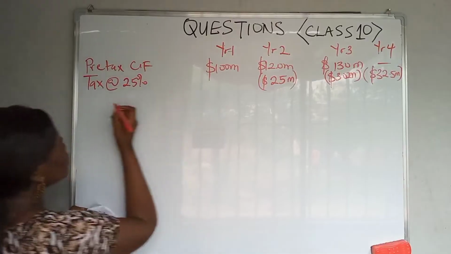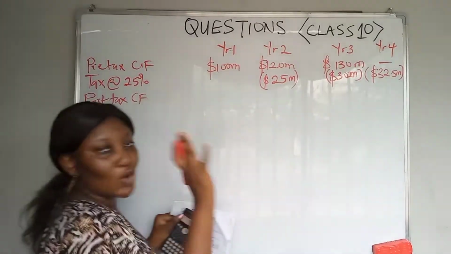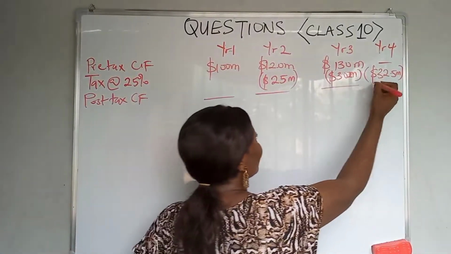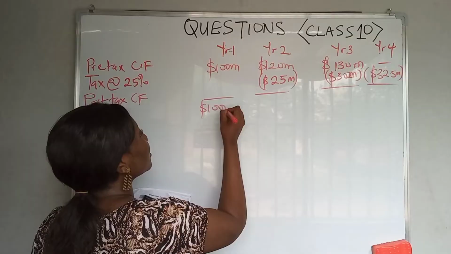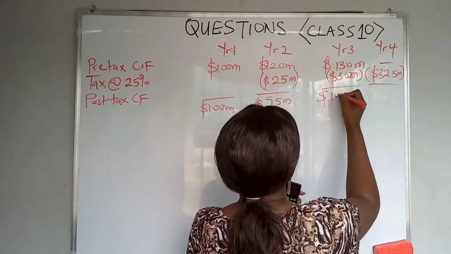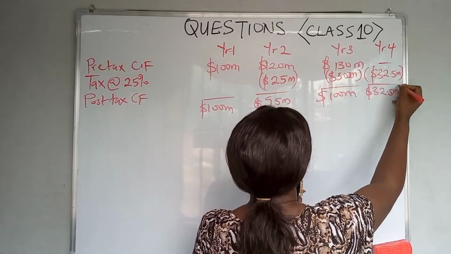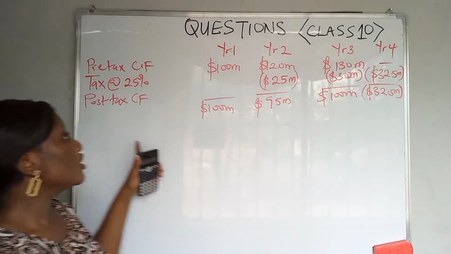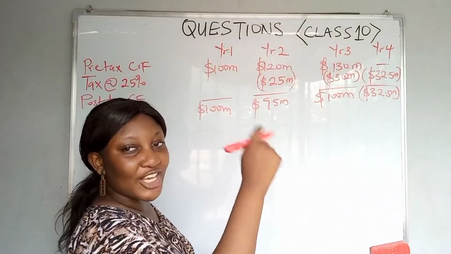So after that, you get your what? Post-tax cash flows. It means they are done with business now. Once they have post-tax cash flows, they are done with business, right? So here you have your 100 million. Here you have 95 million. You have 100 million. And here you have your 32.5 million negative. Does it make sense?